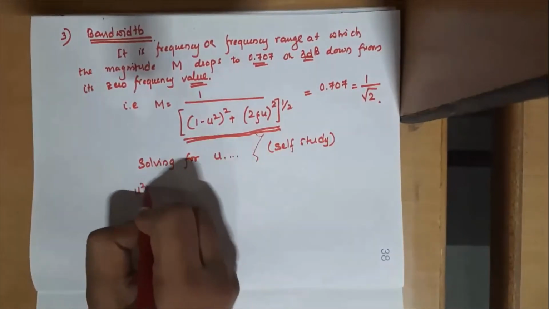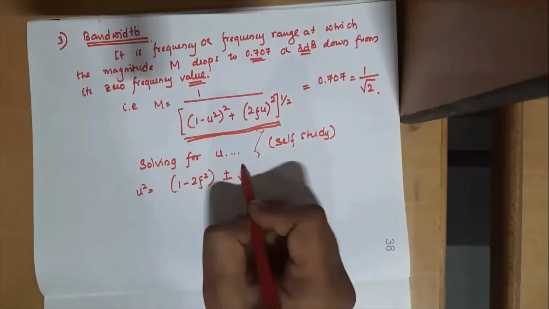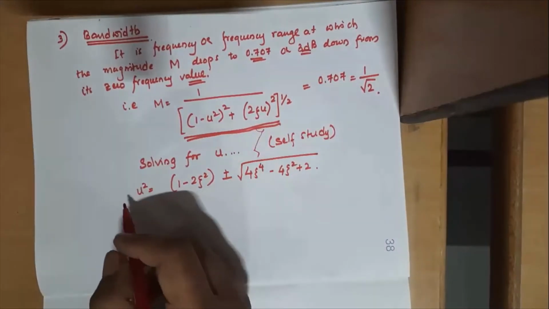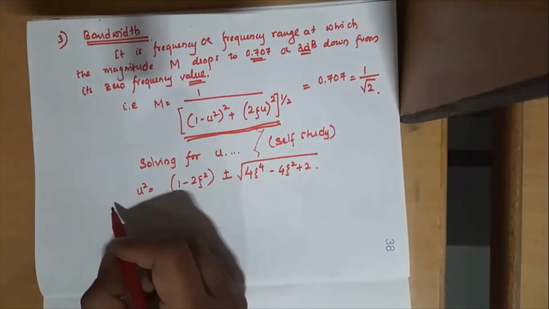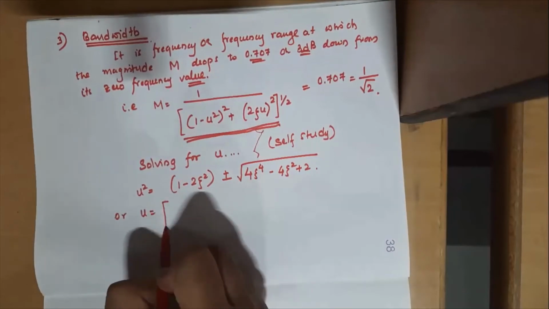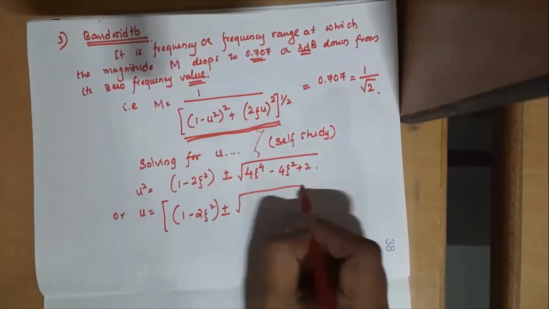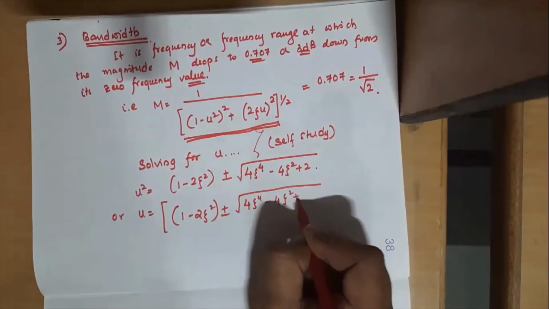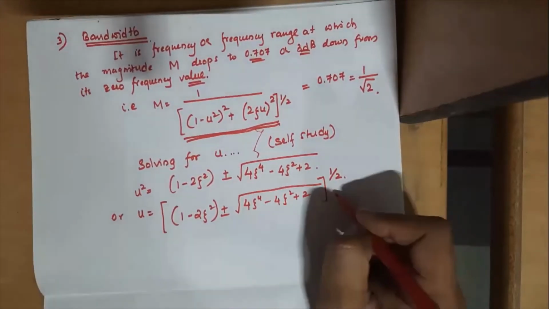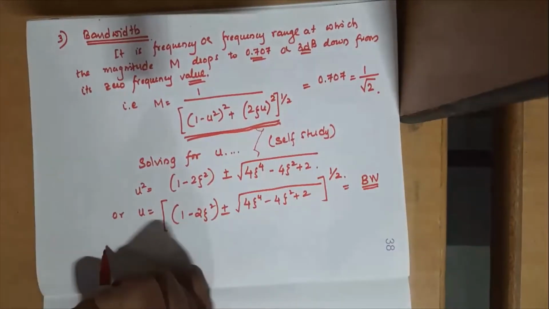So solve this. This is self-study, simple steps. And finally, I will write the expression for u square. U square is equal to this one. And if you want u, you will get under the square root 1 minus 2 zeta square plus or minus square root of 4 zeta 4 minus 4 zeta square plus 2. So this is called bandwidth.